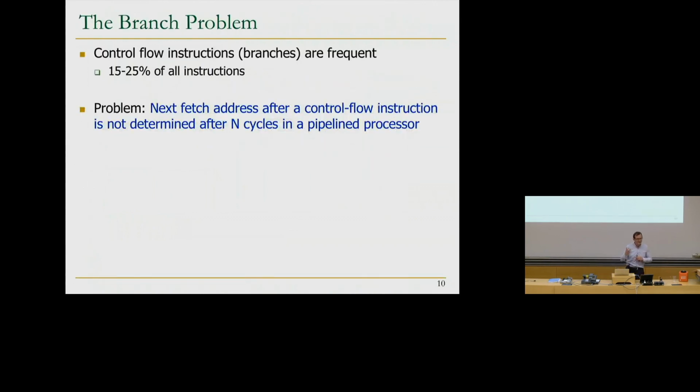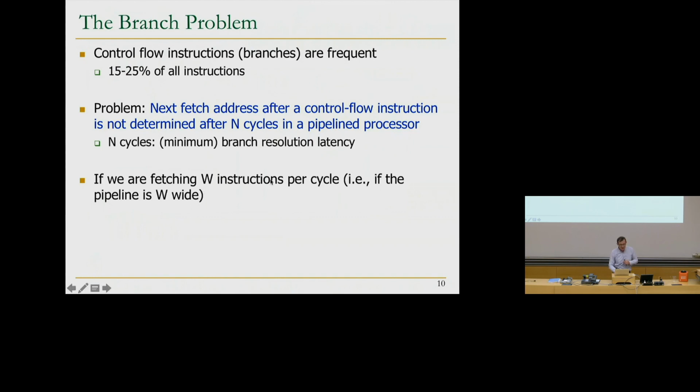Okay, so let's talk about the importance of the problem a little bit. People have found out that these control flow instructions are very frequent. For example, if you're doing a decision on a query, you actually have a lot of control flow. So it could be between 15 to 25% of all instructions. So the problem is, the next fetch address after a control flow instruction is not determined for n cycles in a pipeline processor. That n cycles is called the branch resolution latency, minimum. It could be maximum also. If it's dependent on a load, for example, it could take a long time to resolve that branch.